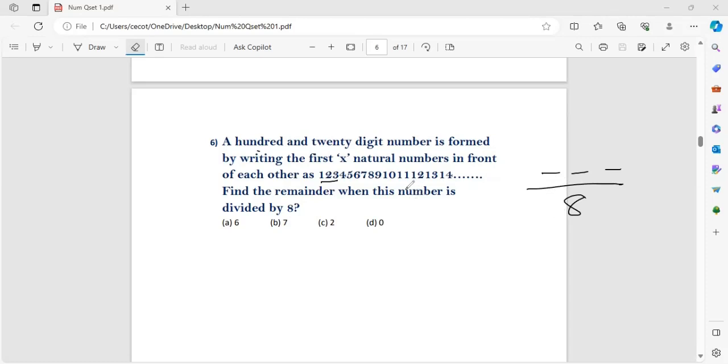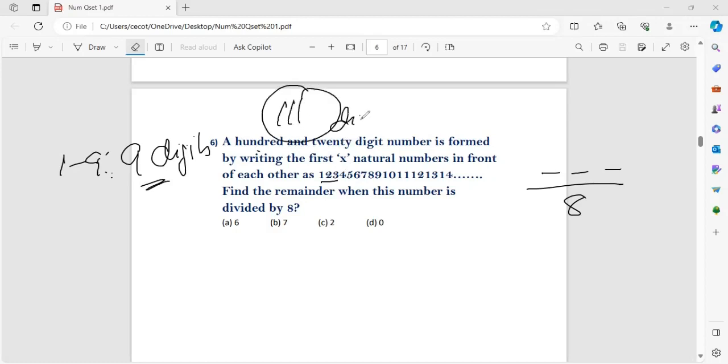See, we are making the number using our natural numbers, consecutive natural numbers. It's very easy. 1 to 9. We are having single digit numbers, isn't it? Which means 9 digits we will be using from 1 to 9. So in this 120 digits, if we subtract this 9 digits, we will be having the triple 1 digits, isn't it? Now, why are we subtracting this 9 digits?